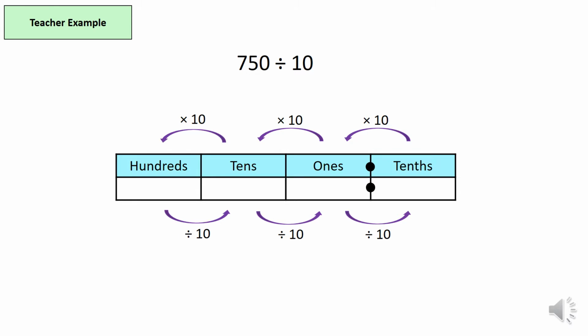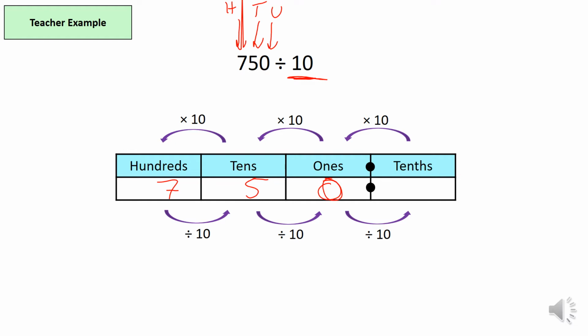Okay, example 1. This is my hundreds column, this is my tens column, and this is my units column. Okay, so I have 7 hundreds. I'm going to put 7 in the 100 column. I have 5 tens and I have 0 units. Whenever we divide by 10, because there is 1 zero, we are going to shift all of these numbers 1 to the right.